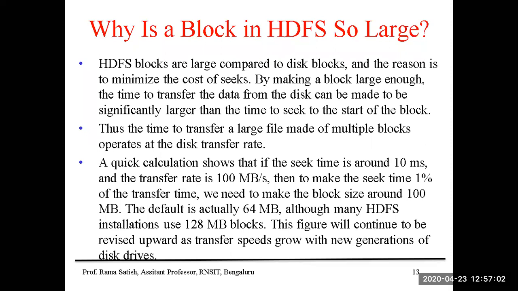By default, we have 64 MB, although many HDFS installations make it 128 MB, so double the actual size. You can configure, you can change the minimum block size. You can make it 64 MB. Maximum you can make it any number that is left to your system admin configuration. So if somebody makes 128 MB blocks, what happens? The figure will continue to be revised upward, transfer speed growth in the new generation of disk drives.